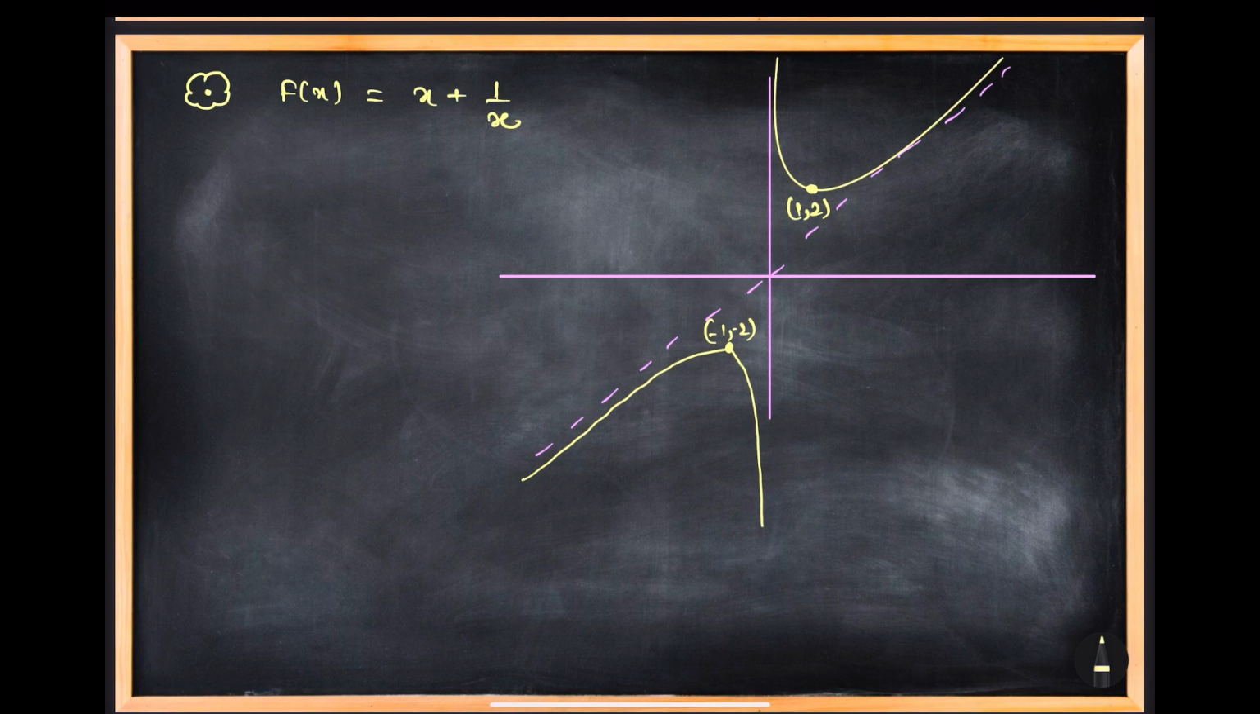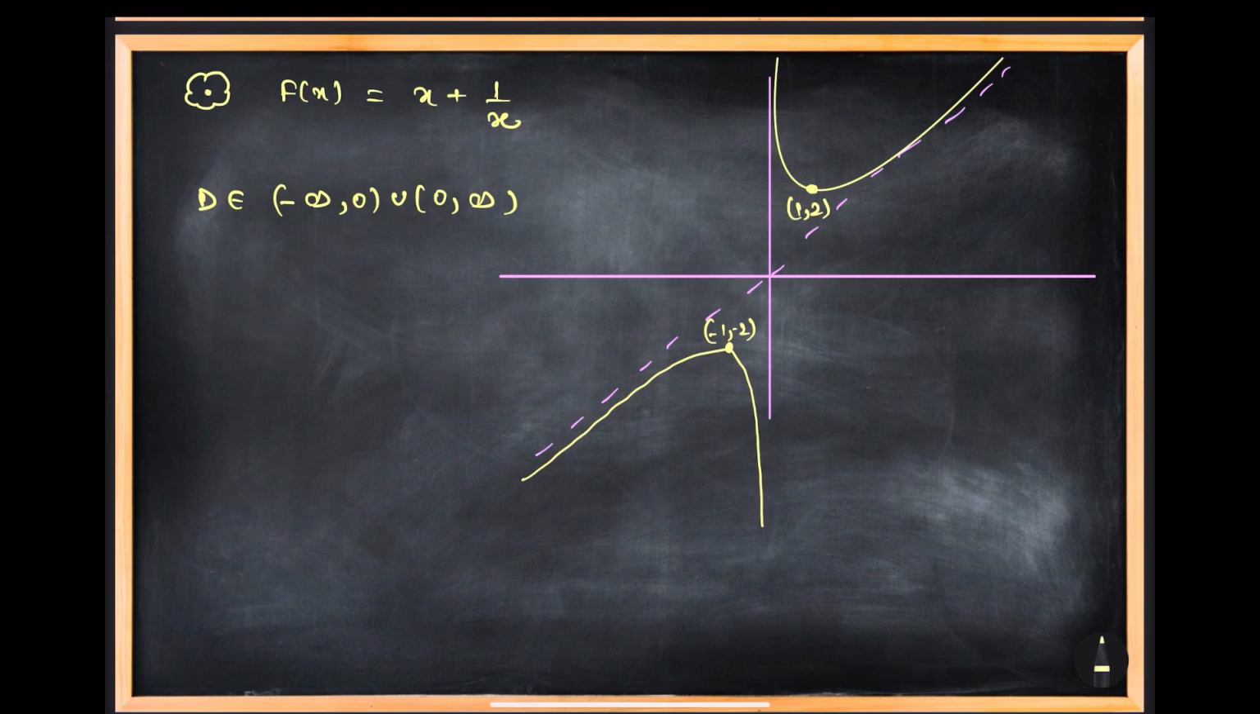So this is the graph in which, if I talk about the domain, domain belongs to minus infinity to 0 union 0 to infinity. If you put 0 over here, it will become undefined.